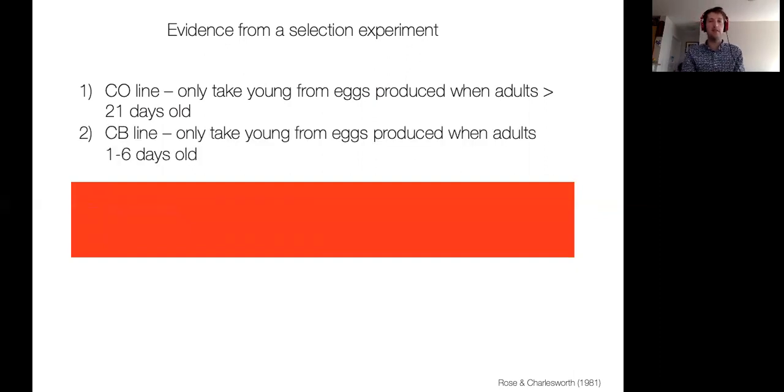They also took Drosophila from the young line, CB, B for baby. They took these from young fruit flies that are eggs produced when the adults were 1 to 6 days old. And right now I want you to pause and think through, what do you predict the consequences will be for the evolution of senescence?